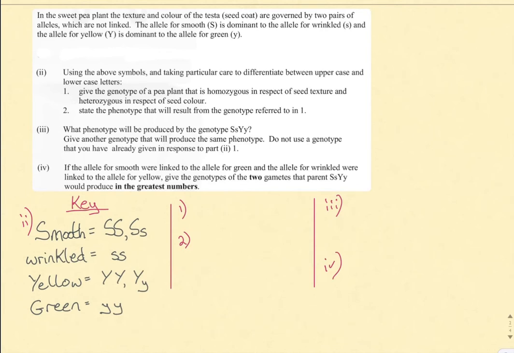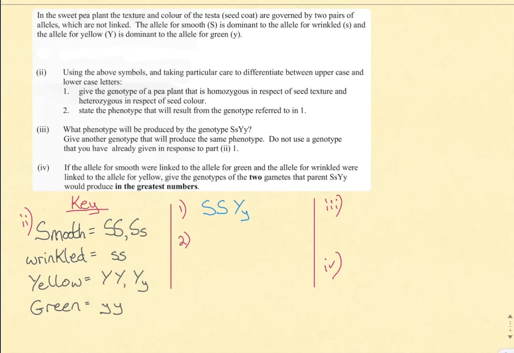Part 1 is asking for the genotype that is homozygous for seed texture and heterozygous for seed color. Well, we have two options here. We can use homozygous dominant or recessive. I chose dominant. It doesn't matter which you pick. The heterozygous has to be capital Y and lowercase y.